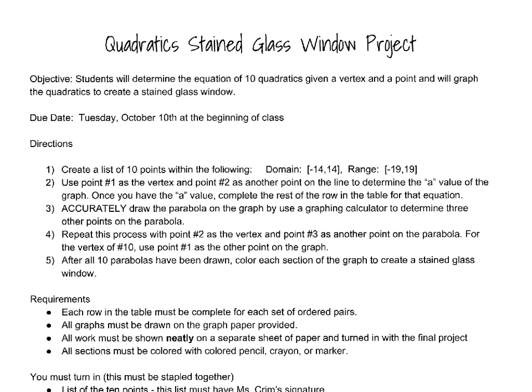So I told you guys I wasn't going to be here today, and at this point you should have several things in front of you. You should have this page, the quadratic stained glass window project page. You should also have a sheet of graph paper, and something that says quadratic stained glass window project tables. And you should lastly have your list of points that you created yesterday in class, and that should be given back to you.